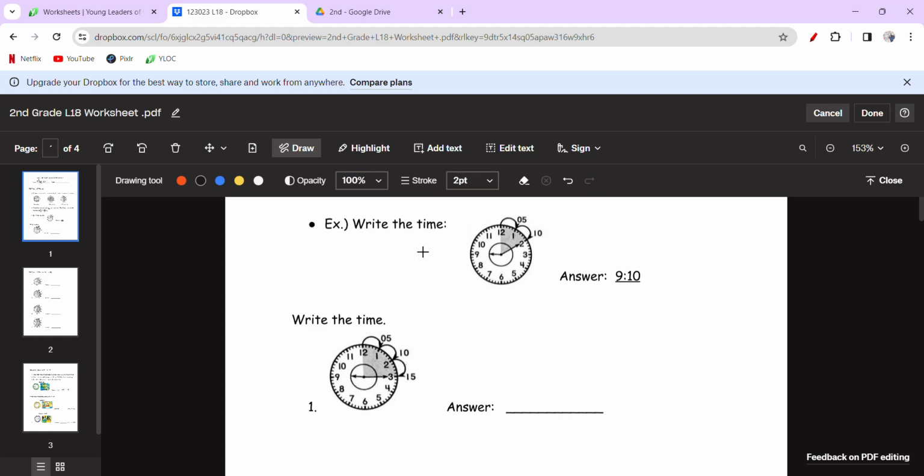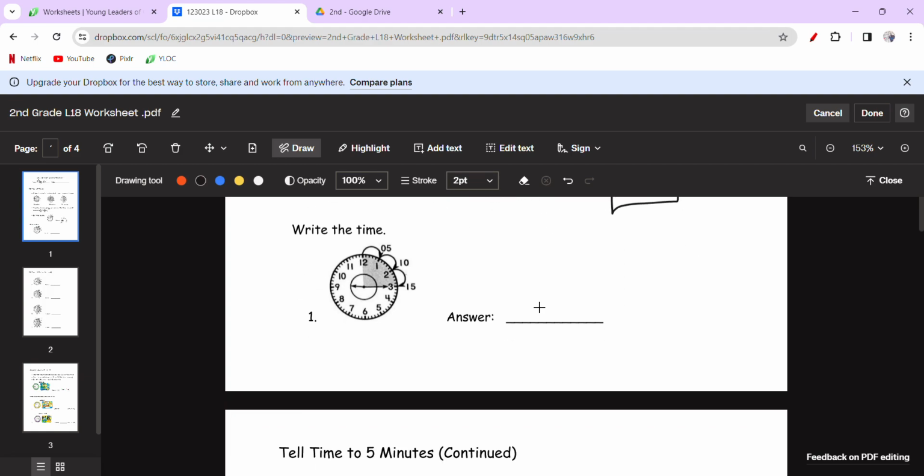So example, write the time. We see that the minute hand is at 2. So we can count 5, 10, and we stop right there, right? So the time would be, the hour hand is pointing to the 9, and then the minute hand is pointing at 2, which symbolizes 10. So that would be your answer.